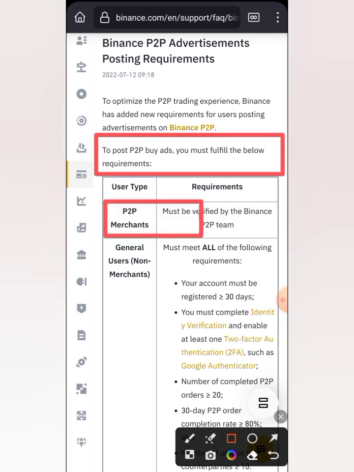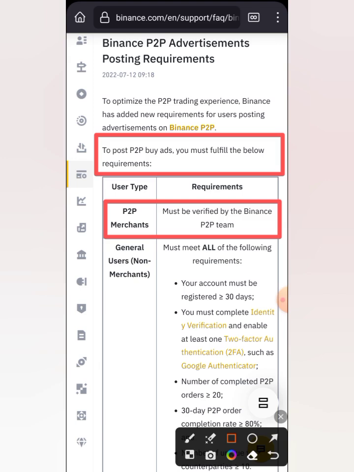Number one, which is this, is that you need to be a verified merchant by the merchant P2P team. So this is the one I'm telling you that you need to deposit a certain amount of money with them. They will hold that money and verify you, and then you will start trading. But that money, you will not be able to access it again till any day you don't actually want to trade on their P2P again.